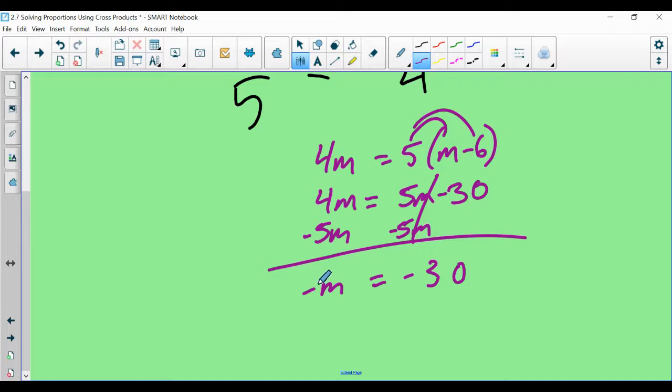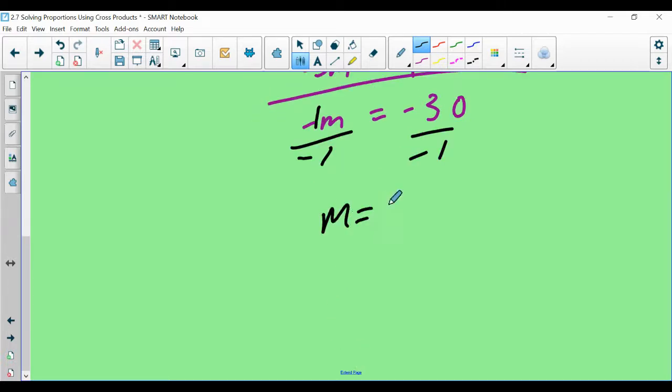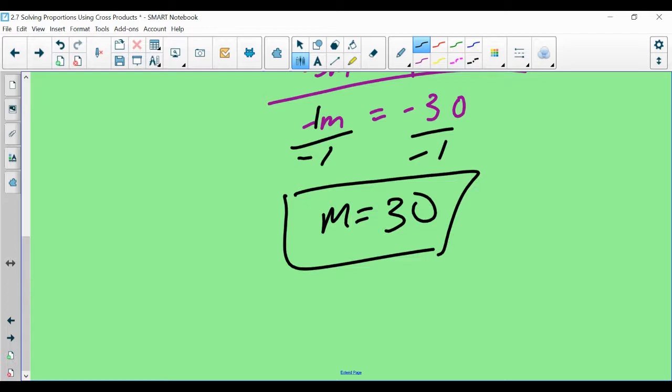I want to get m by itself. It has a negative 1 here, right? We don't usually write it, but that's negative 1. The way to undo that is divide both sides by negative 1. And what I end up with is m is equal to 30.